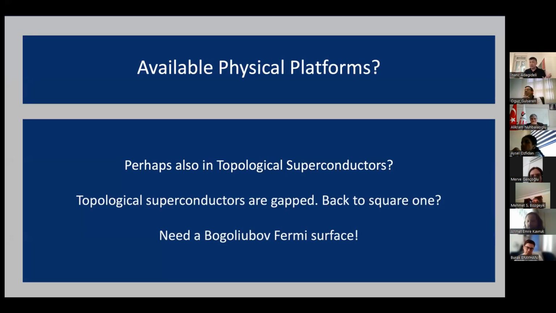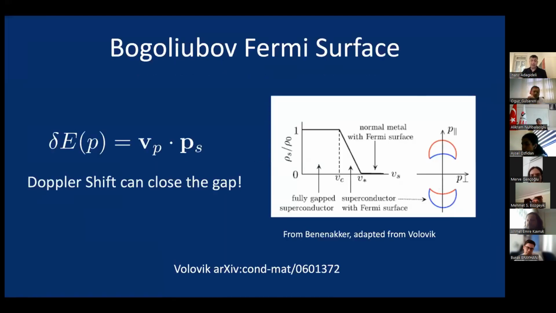But then remember, in a superconductor, you would have particles and holes, and the general rules of forming the Fermi surface do not apply. I will show you an example immediately, or actually this is the one. And here it is actually also how it works. So the Bogoliubov Fermi surface, you can actually do this by basically closing the gap in a certain direction. And how you can do this is basically applying a supercurrent.